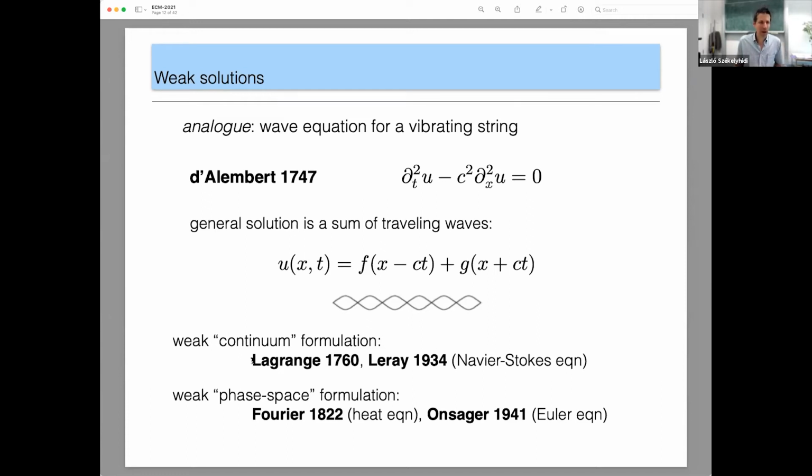And so somehow Euler's formulation was then proposed by Lagrange, which is similar to what Euler proposed for the Euler equations, and Leray proposed the same for the Navier-Stokes equations. This is what one could call a weak continuum formulation. Whereas there is another formulation, using Fourier transform, Fourier series, for the heat equation, and Onsager looked at that formulation for the Euler equations. So this is a very old subject of weak solutions.